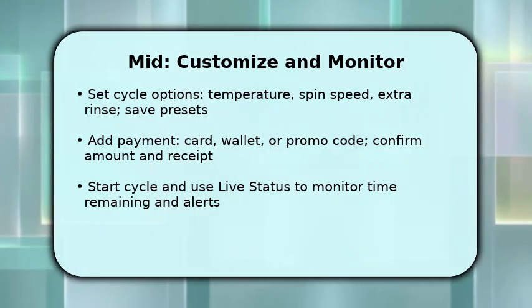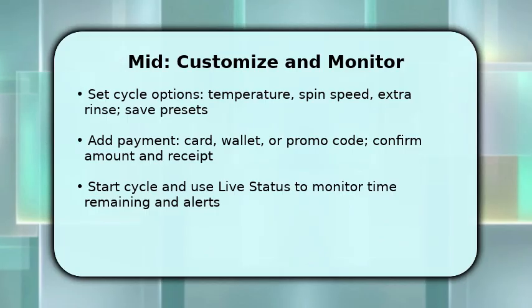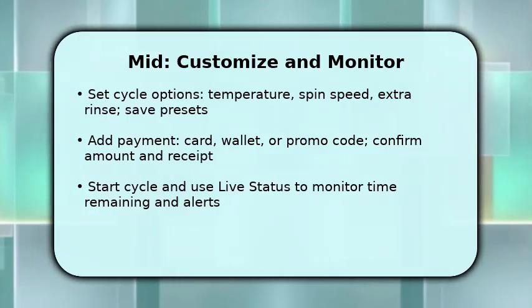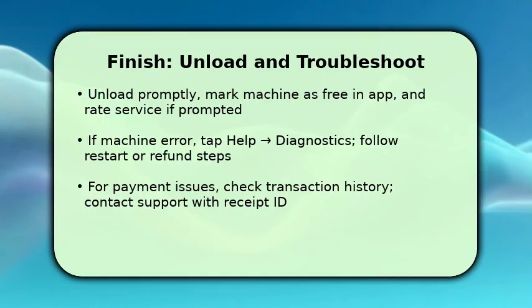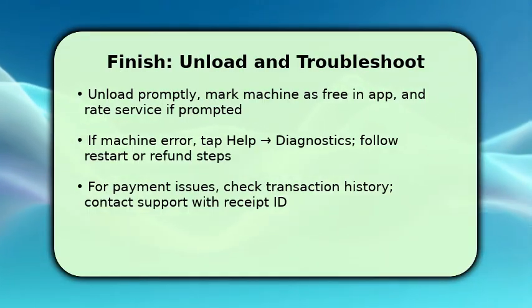This keeps you from returning too early and makes it easy to switch loads promptly, improving efficiency. When the cycle ends, remove garments promptly and mark the machine free in the app so others can see availability.